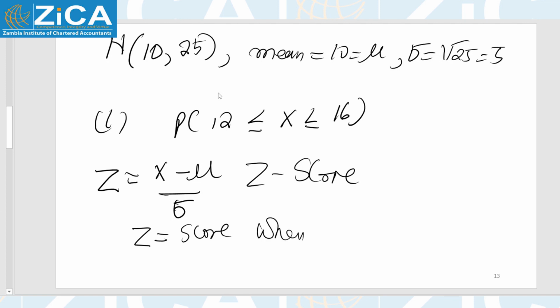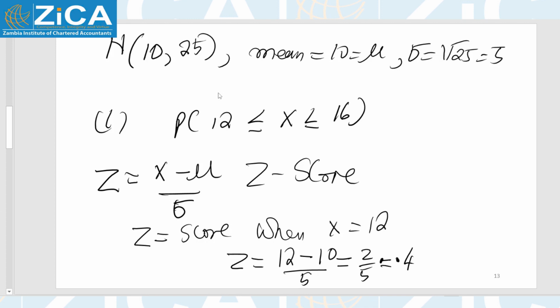when X is 12, then you have got Z equal to 12 minus the mean, which you are given as 10, over the standard deviation, which is 5. So this will give us 2 over 5. And if you divide this, it will give you 0.4. Then you go to when X is 16. Your z-score will be equal to 16 minus 10 over 5. And if you simplify this, this will be 6 over 5. And 6 divided by 5 will give us 1.